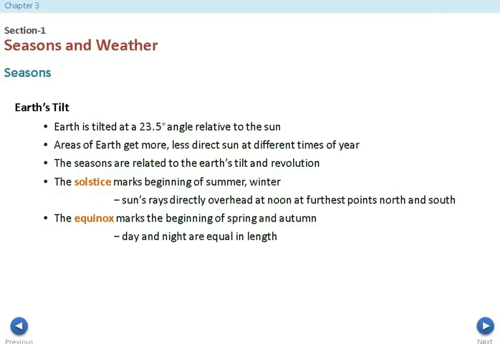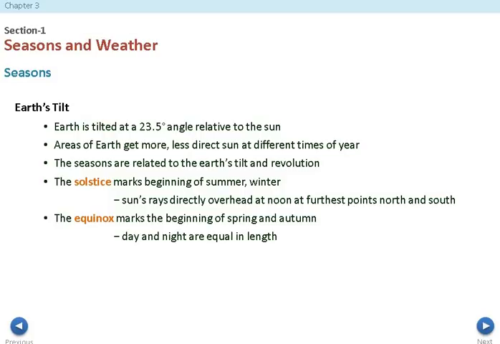So the first thing that we're going to do is look at the lecture notes here. The Earth is tilted at a 23.5 degree angle relative to the Sun. The areas of the Earth get more or less direct sun at different times of the year, and so the seasons are related to the Earth's tilt and the revolution. The question in this lecture is: what causes the seasons? Why do we have summer, winter, autumn, things like that?